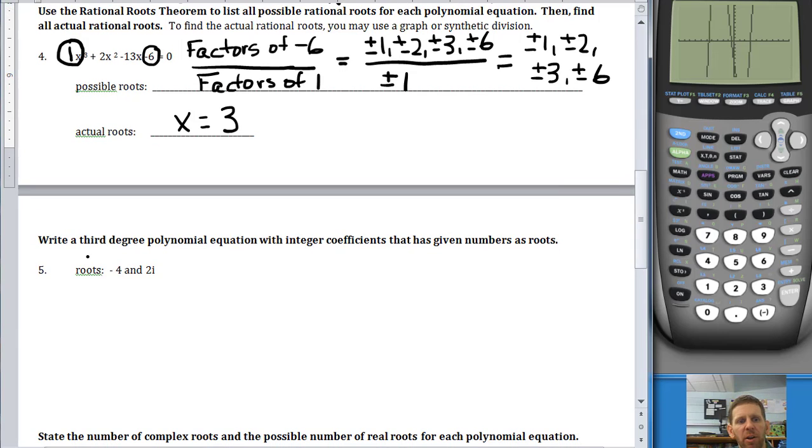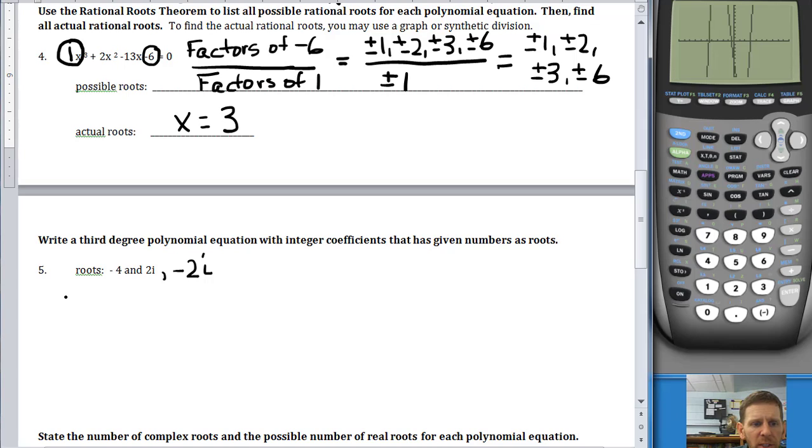On problem 5, write a third-degree polynomial equation that has these numbers as roots. Negative 4 is a nice integer. That's a nice root. 2i is imaginary. It's kind of ugly. Remember, ugly roots come in pairs, conjugate pairs. So 2i is a root, so is negative 2i. Even though it's not listed, we know that imaginary numbers will always come in pairs.